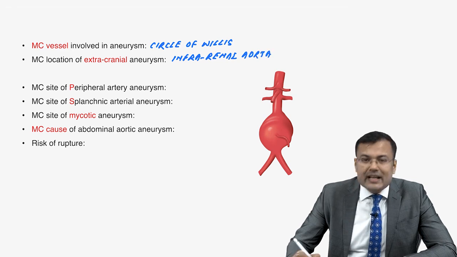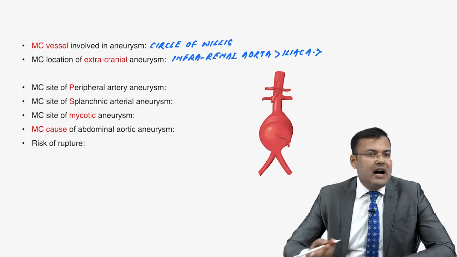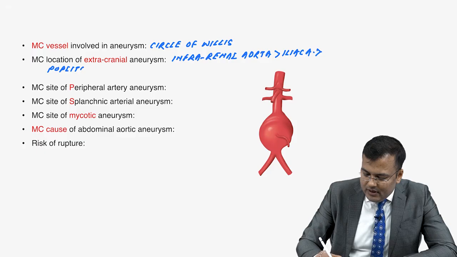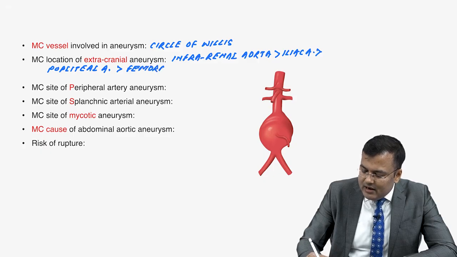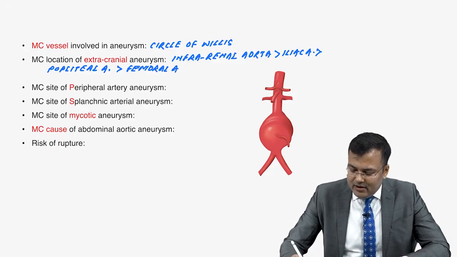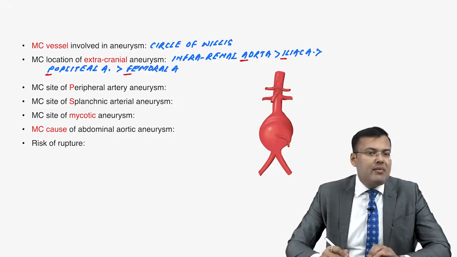After that, second most common, iliac artery. After that, popliteal artery. After that, femoral artery. Clear? So how to remember, guys? It's very easy. Can you see? Aorta, followed by iliac artery, followed by popliteal artery, followed by femoral artery.